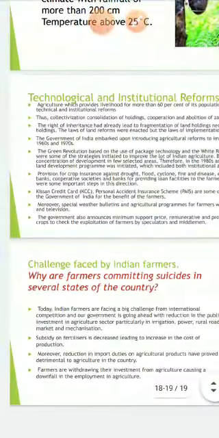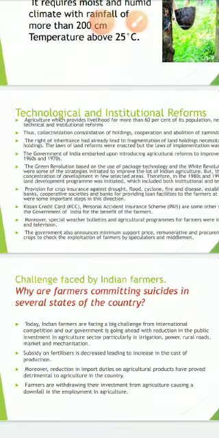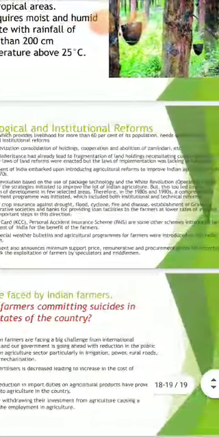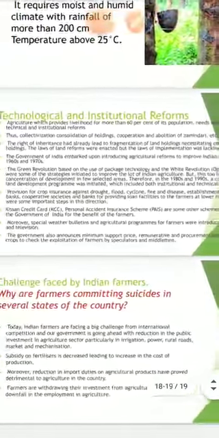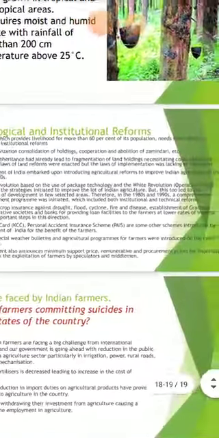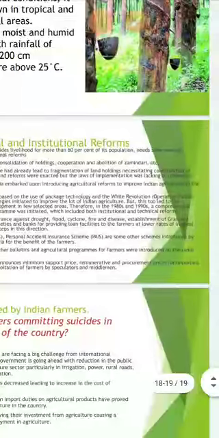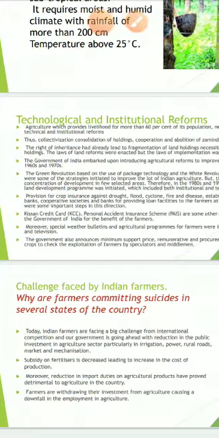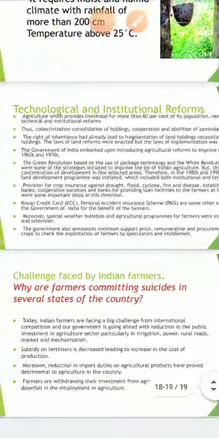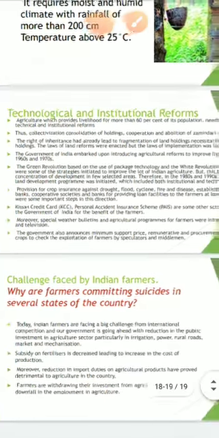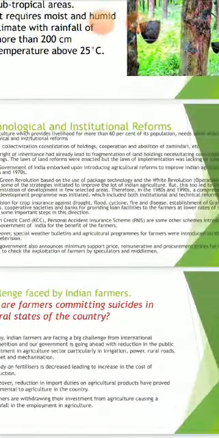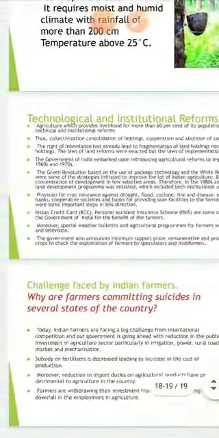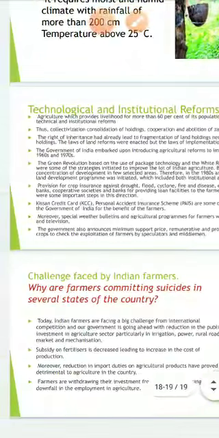Provision for crop insurance against drought, flood, cyclone, fire and diseases, and the establishment of Gramin banks, cooperative societies and banks for providing loans to farmers at lower rates of interest were some steps in this direction. Kisan Credit Card (KCC) and the Personal Accident Insurance Scheme, that is PAIS, are some other schemes introduced by the government of India for the benefit of farmers.